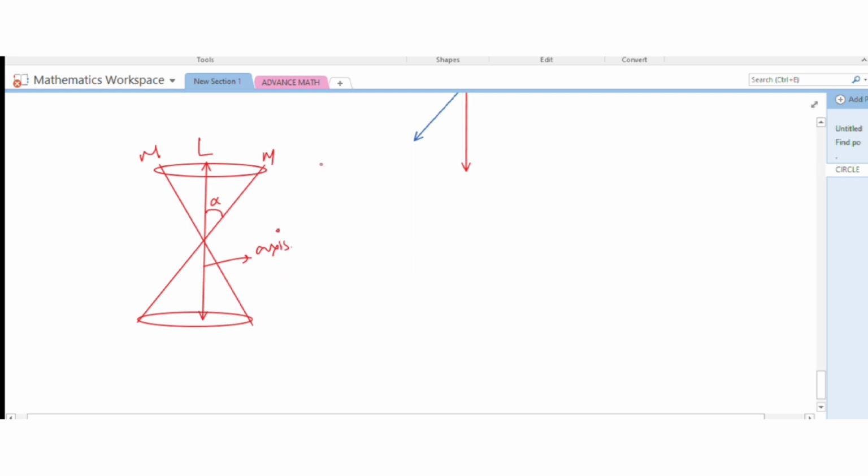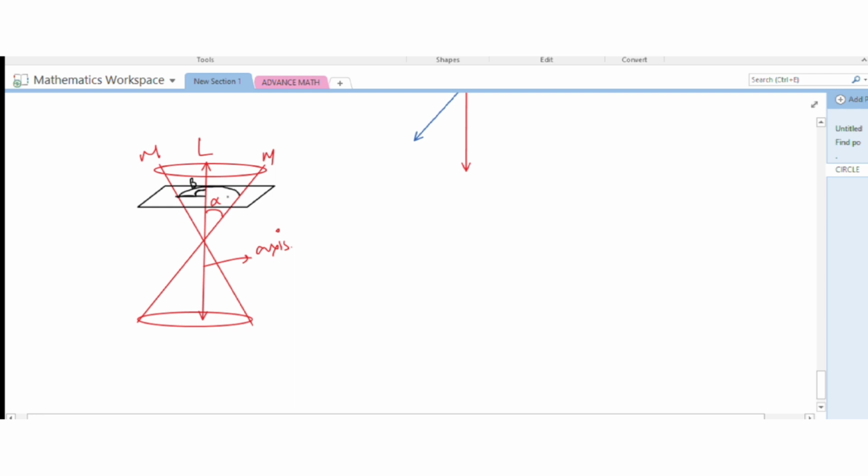Now what happens if a plane cuts this double napped cone? One plane will cut the double napped cone, and I'll change the color here. It looks like this. The plane cuts the double napped cone at a certain angle. With respect to the axis, it makes the angle beta. Here the angle is 90 degrees, obviously, so it will make a circle, a circular path like this.